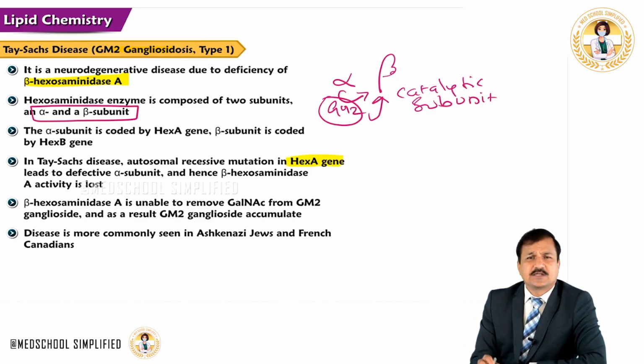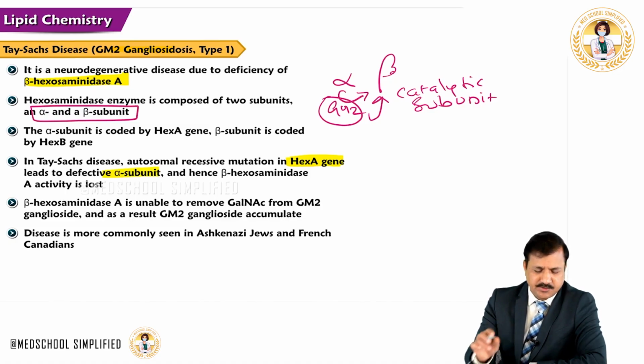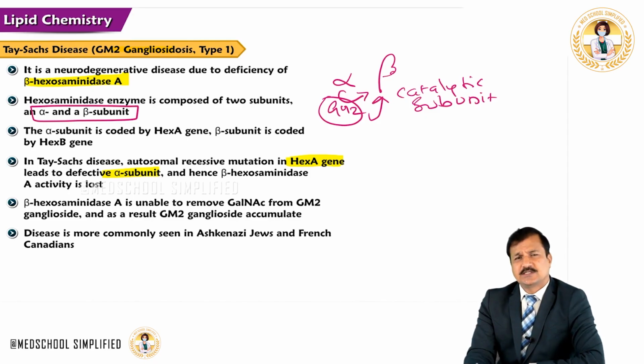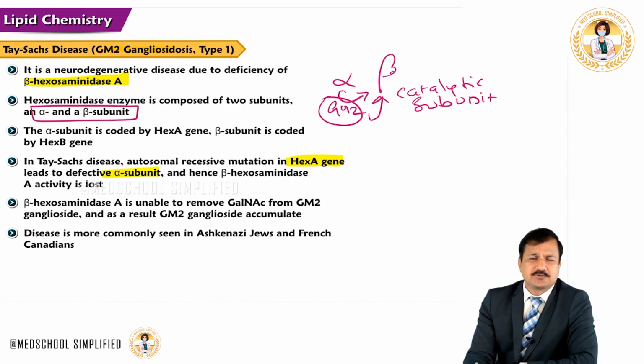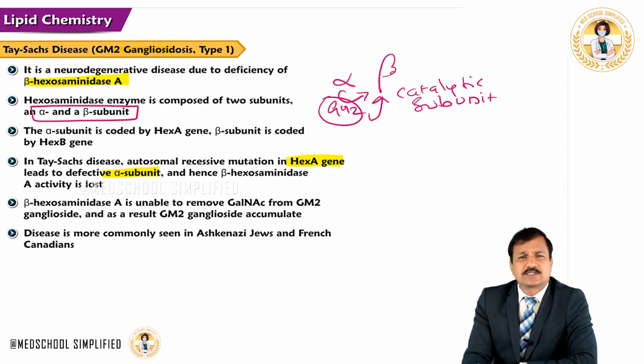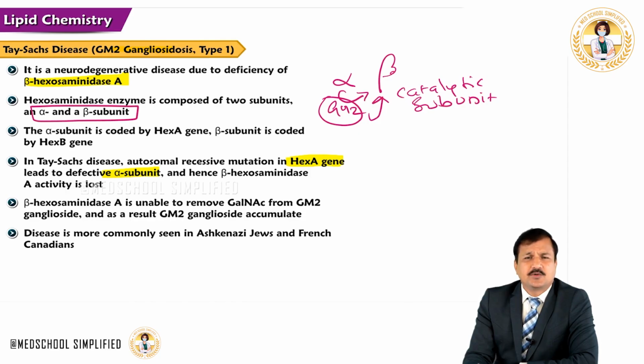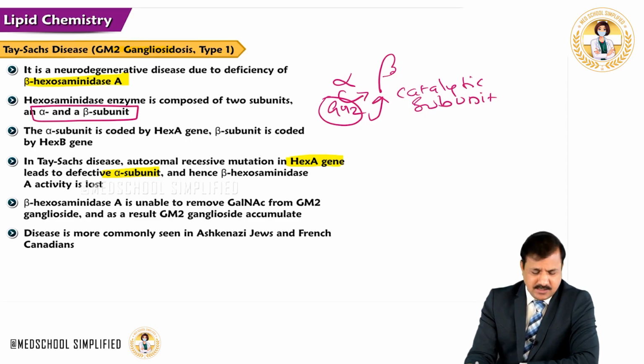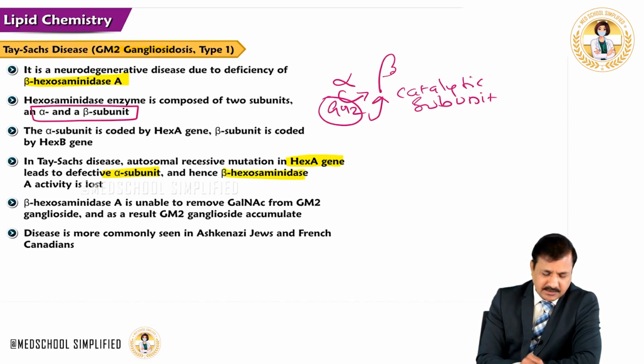So now in Tay-Sachs disease, what happens is there will be a mutation in the HEXA gene, which is coding for the alpha subunit. Note that the HEXA gene is for the alpha subunit and the HEXB gene is for the beta subunit. So the defect in Tay-Sachs disease is mutation in the HEXA gene. That means the alpha subunit is not working fine or it is defective. Because of this, what will happen? The transfer of GM2 gangliosides by the alpha subunit to the beta subunit, which is the catalytic subunit, is not going on. Because of that, the hexosaminidase A enzyme activity is lost.